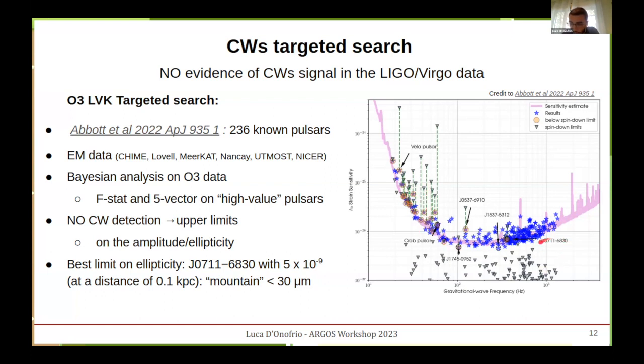Let me focus on these pulsars in which this upper limit on the amplitude, with an estimated distance of 0.1 kiloparsec, constrains the ellipticity to the order of 5 times 10 to the minus 9. This means that the deformation, or let's say the mountain on the crust of the neutron star, is below 30 micron. Of course, for the model that we are looking for.